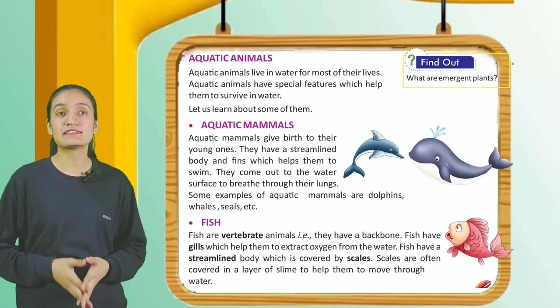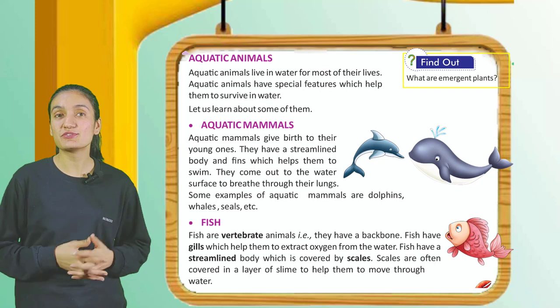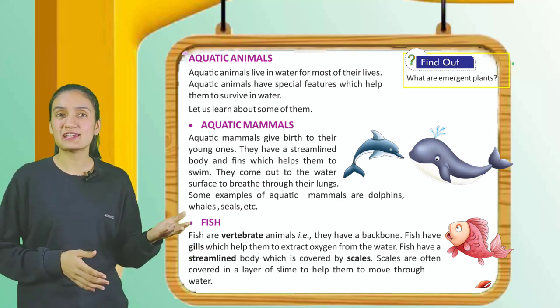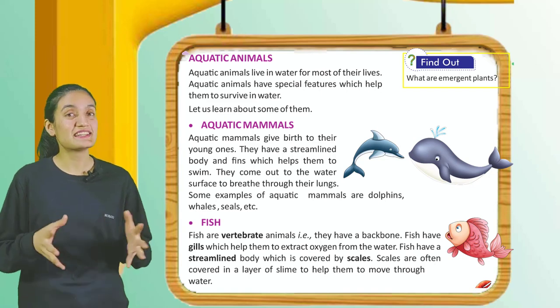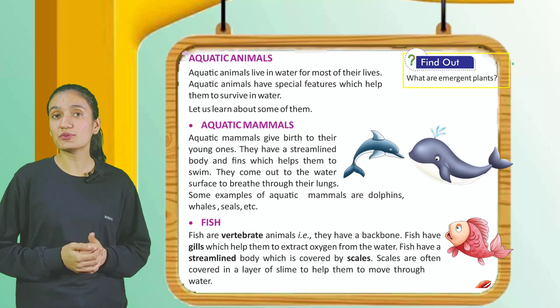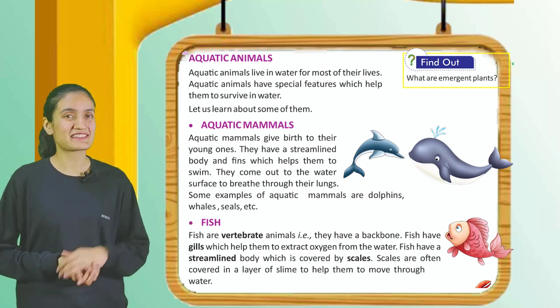Now, aquatic animals. Aquatic animals live in water for most of their lives. Aquatic animals have special features which help them to survive in water. Let us learn about some of them. And also, kids find out what are emergent plants.